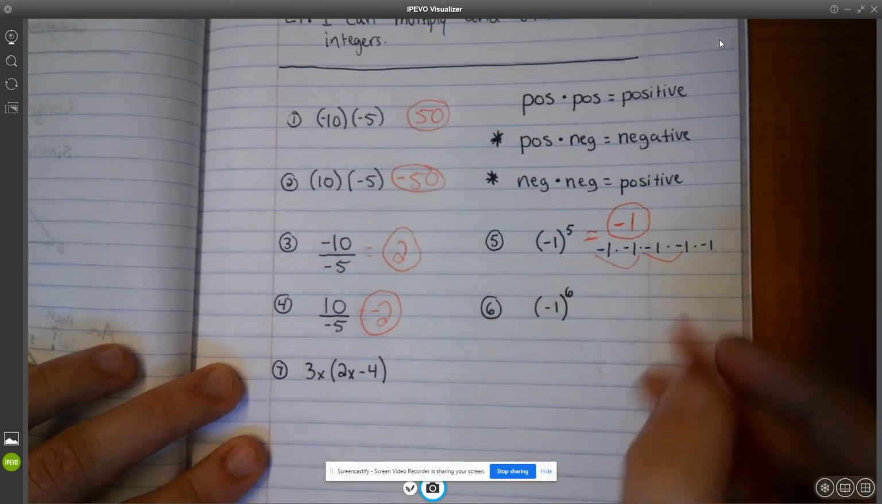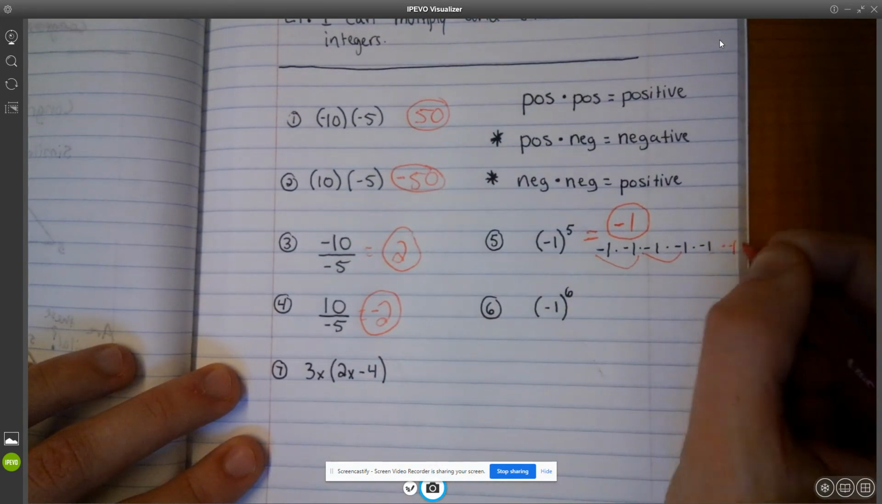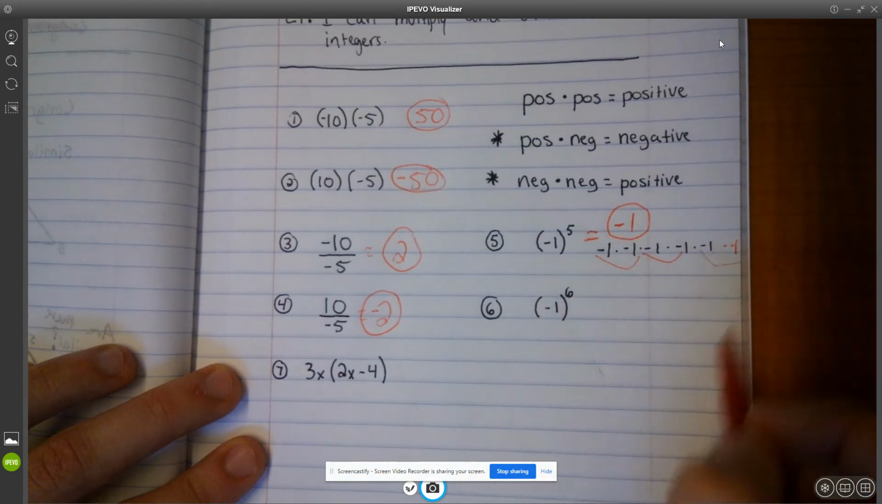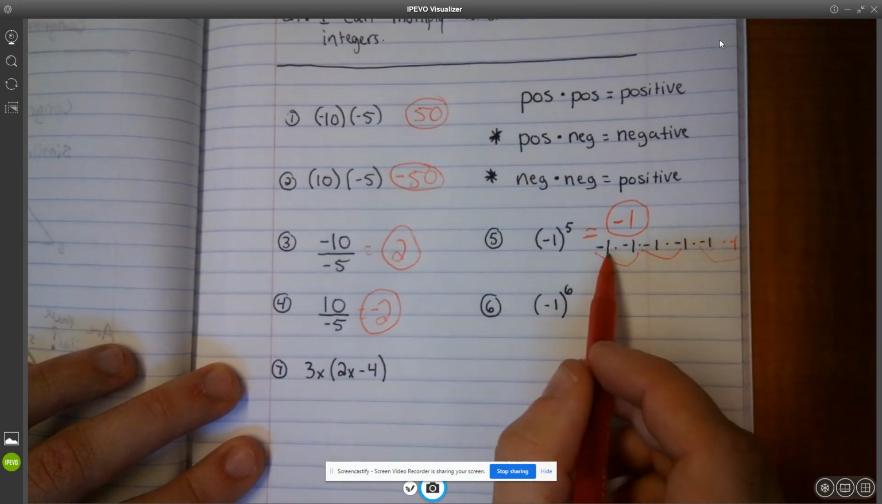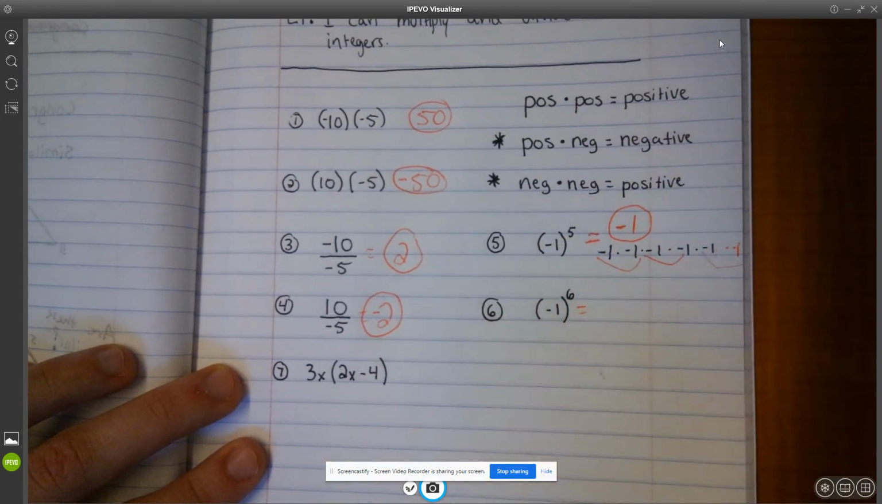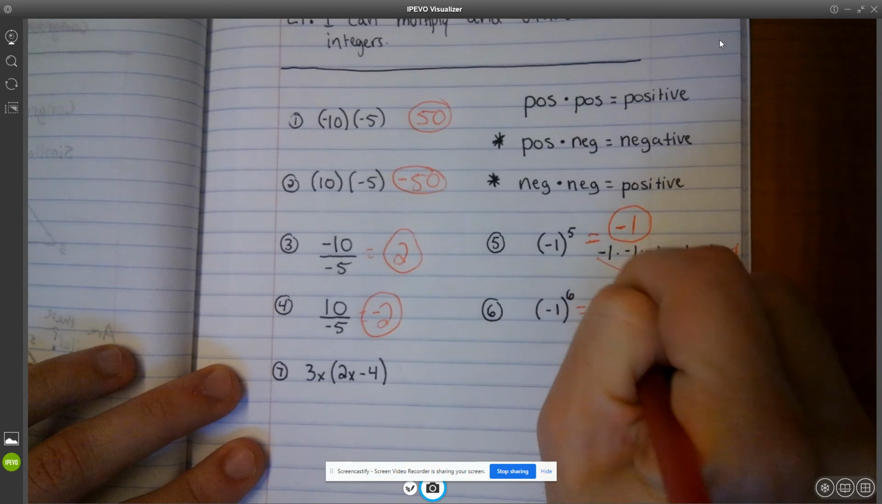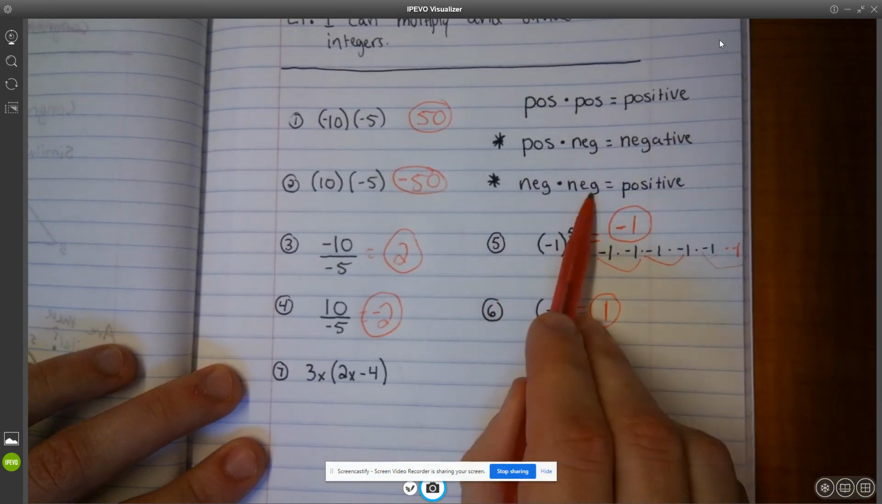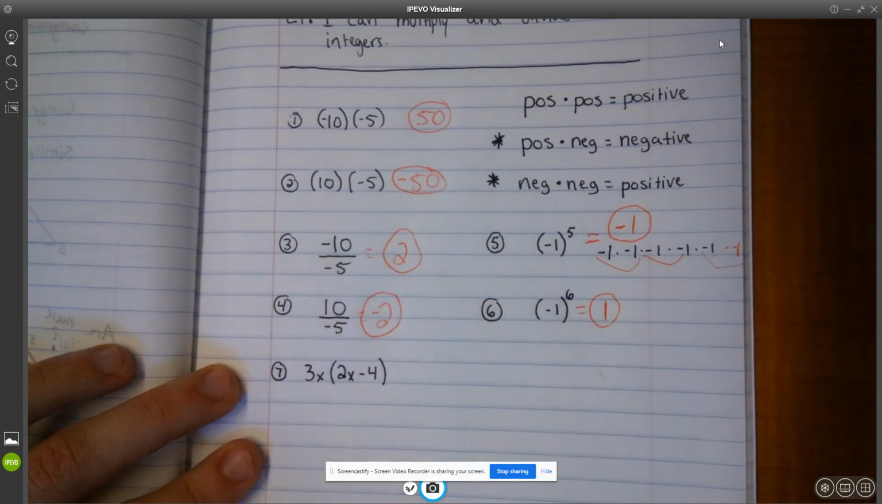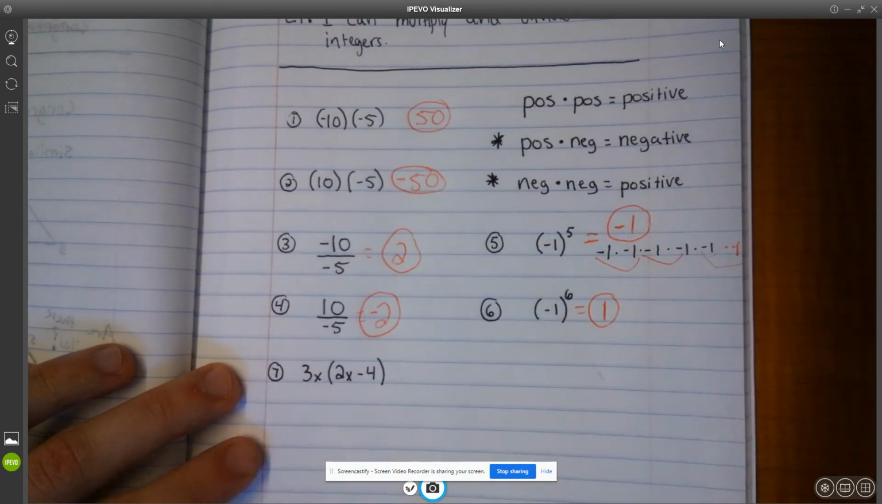On the flip side, if I were to have one more negative 1 and have negative 1 to the 6th power, this would be an even number, and that would cancel each other out. 2 would cancel, 2 would cancel, 2 would cancel, and we would get negative 1 to the 6th power is just 1, positive 1. Because two negatives cancel each other out. Four negatives would cancel each other out. Six negatives, if we have that even number.